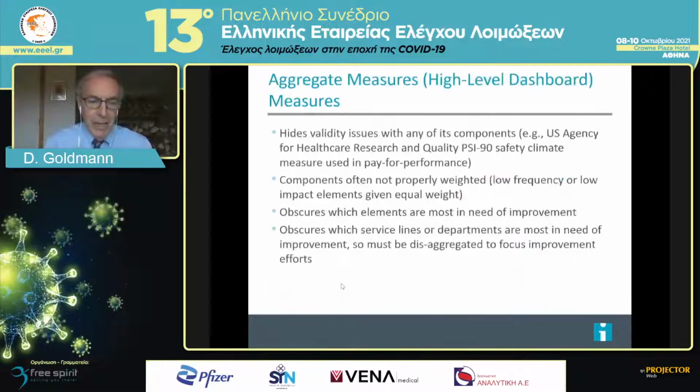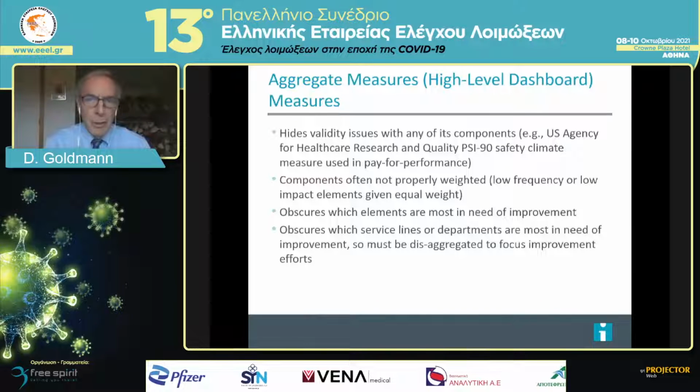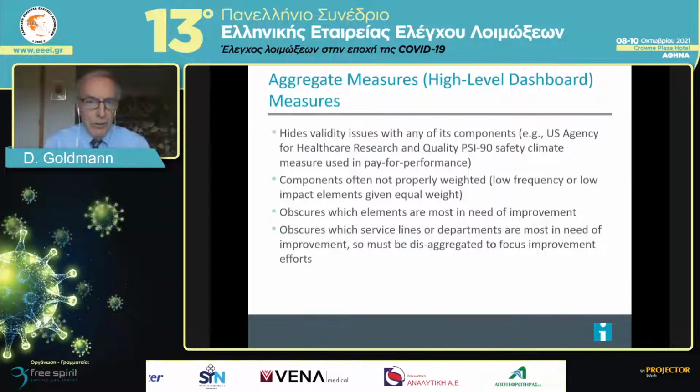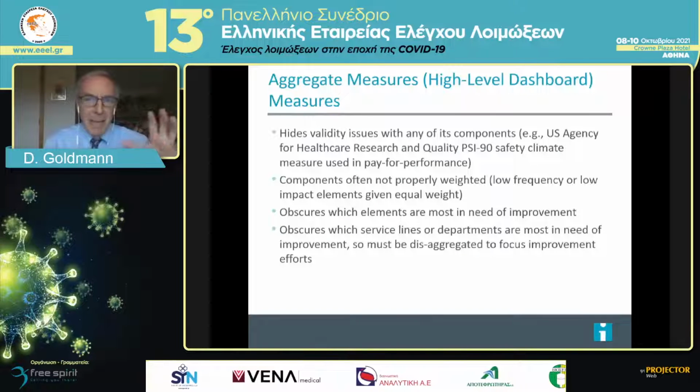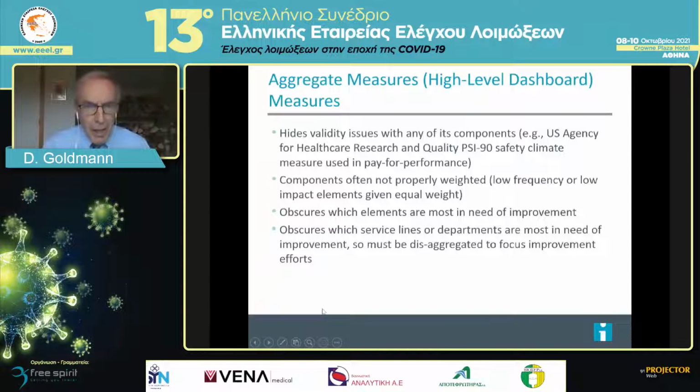Aggregate measures, and I know I have limited time, so I'm going to just go through these rather quickly. These are favored by national bodies and by boards of trustees of hospitals because they make an easy report that they can digest. But there are a lot of problems with them.